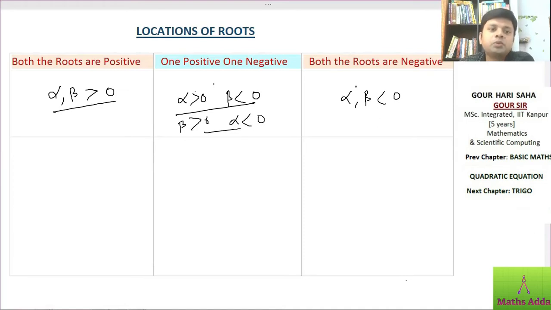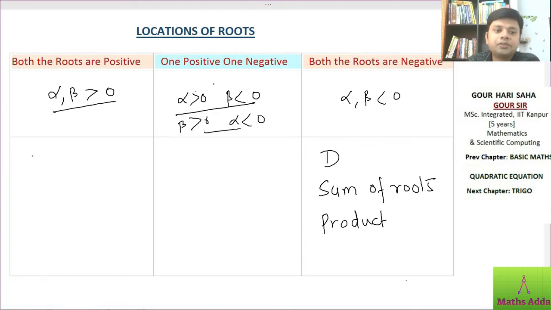So when both the roots are positive, one negative, or both the roots are negative, what are the determining factors? There are 3 determining factors for that. First is D. Second is sum of roots. And third is product of roots, okay? So for the first situation, what can you say about D? Both the roots are positive, so this means real, and both can be same or different, so it can be greater than or equal to 0.